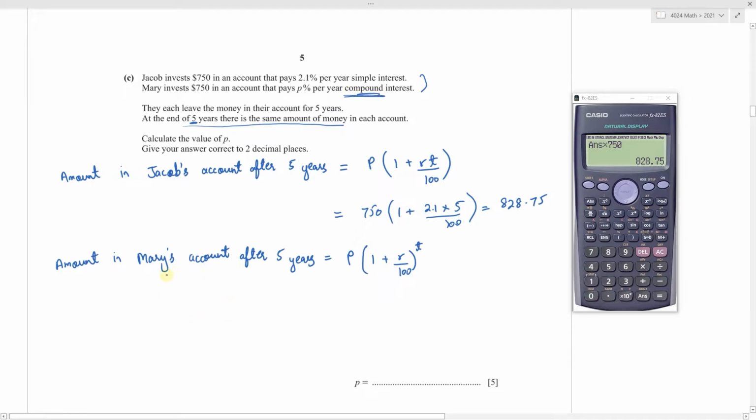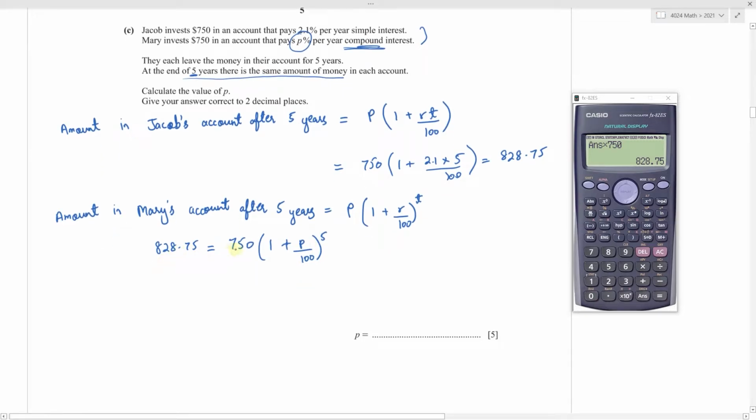So we know that the amount is 828.75. Principal is 750. 1 plus your rate is P% over 100. Time again is 5 years. Now you have to calculate the value of P. If I take the 750 to the other side, it will be divided. So let me write it the other way around: 1 plus P over 100 to the power 5.